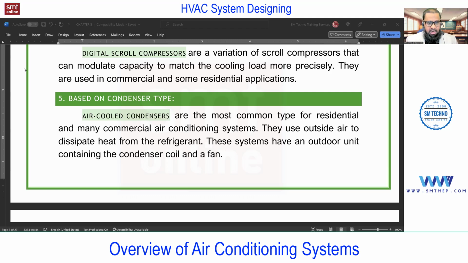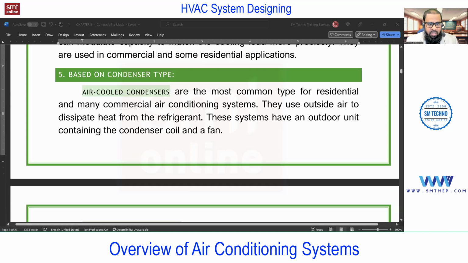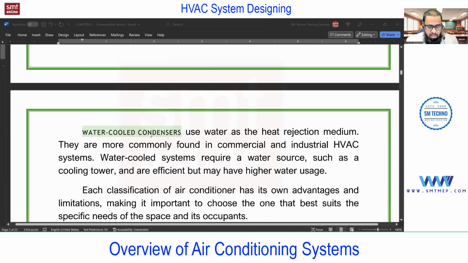But if you talk about classification based on the condenser, we have air cooled and water cooled condenser. Air cooled chiller means the condensing unit is cooled by air, and water cooled chiller, the condensing unit is cooled by water. That is a major difference. Rest of the thing is same in both the chillers.